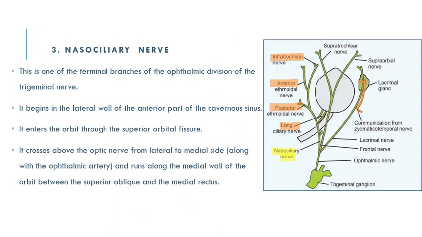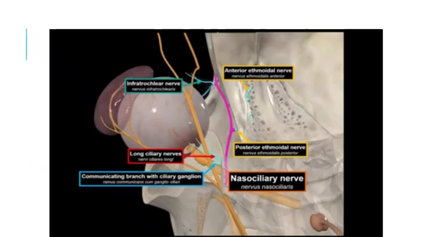Now the nasociliary nerve. It is one of the terminal branches of the ophthalmic division of the trigeminal nerve. It begins at the lateral wall of the anterior part of the cavernous sinus. It enters the orbit through the superior orbital fissure and crosses above the optic nerve from the lateral to the medial side along with the ophthalmic artery, and runs along the medial wall of the orbit between the superior oblique and medial rectus. Now the branches of the nasociliary nerve are the anterior ethmoidal nerve, posterior ethmoidal nerve, long ciliary nerve, and infratrochlear nerve. It also has a communicating branch with the ciliary ganglion.